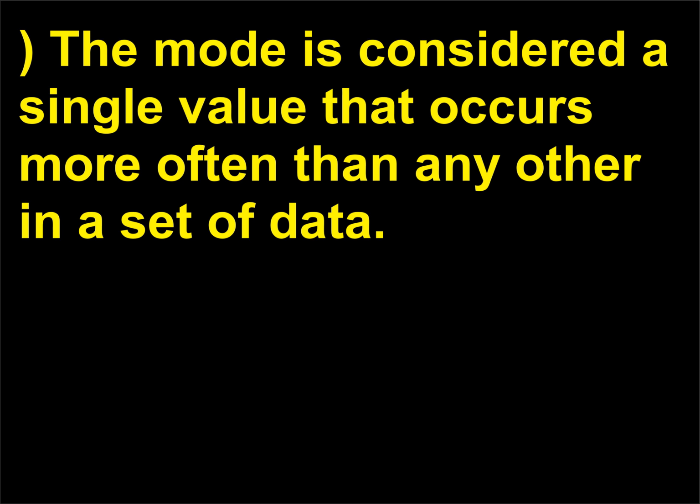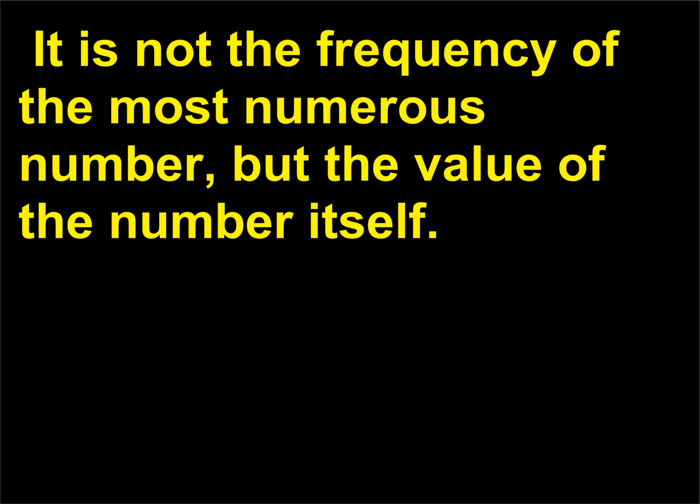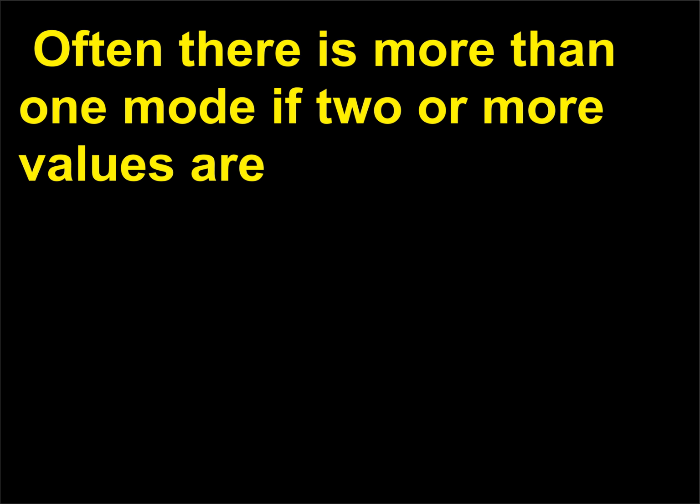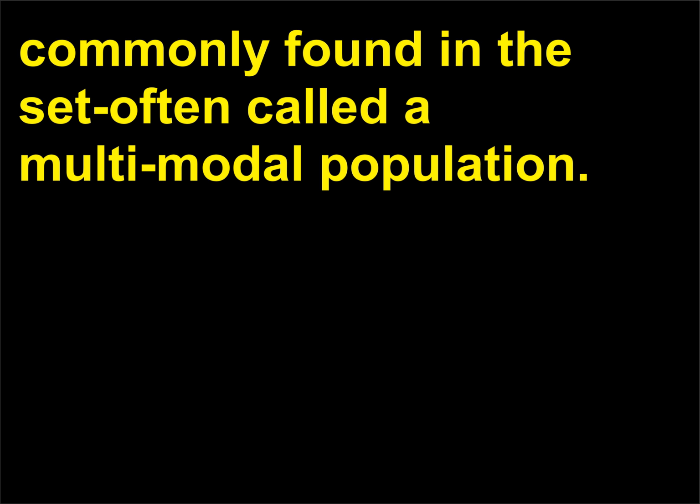The mode is considered a single value that occurs more often than any other in a set of data. It is not the frequency of the most numerous number, but the value of the number itself. Often there is more than one mode if two or more values are commonly found in the set, often called a multimodal population.